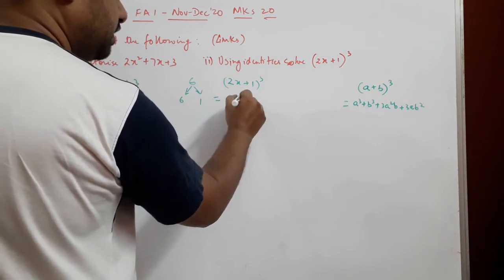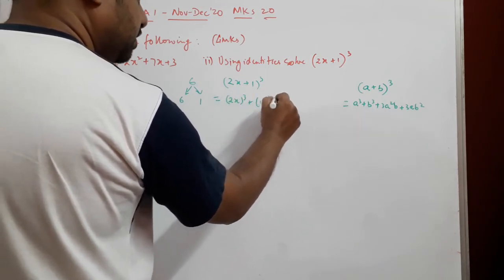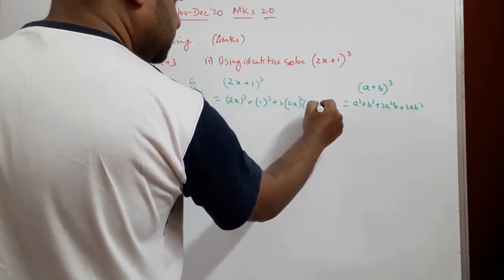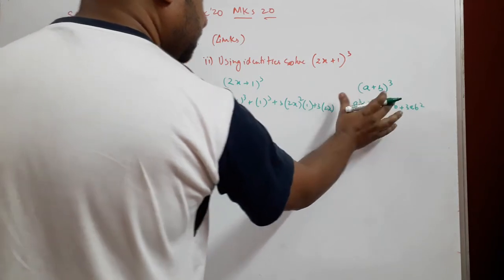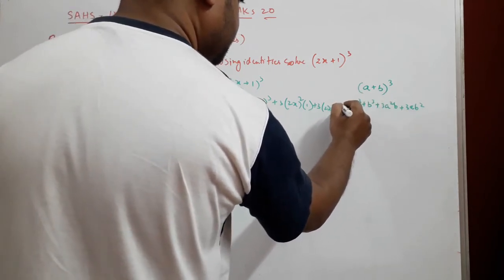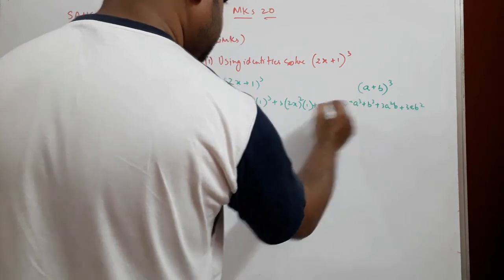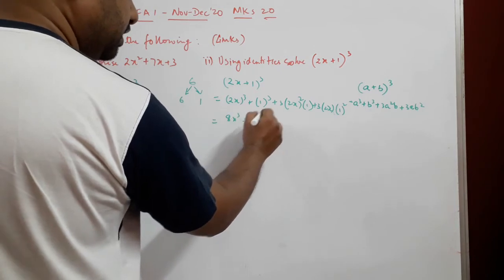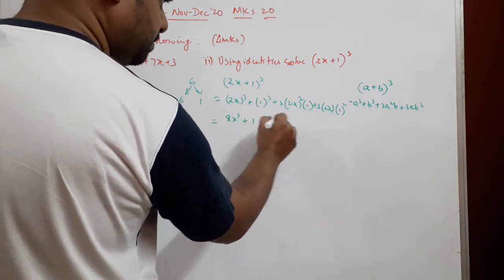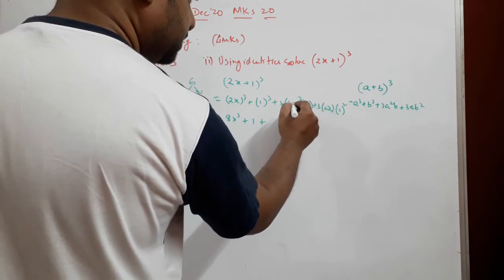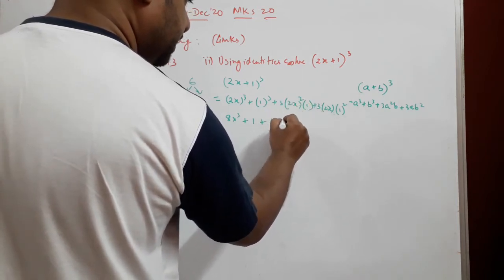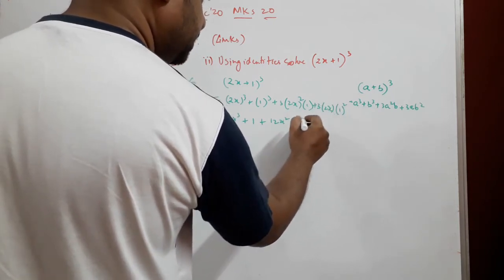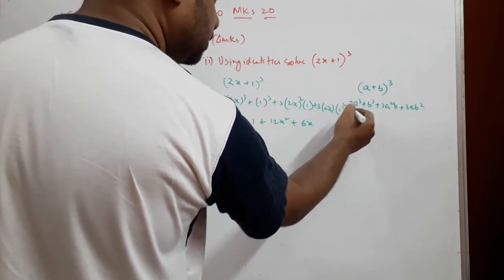It can be a cube plus b cube plus 3a square b plus 3ab square. 2x whole cube is 8x cube, then 1 whole cube is just 1, plus 2x whole square is 4x square. 4x square into 3 gives us 12x square, that is into 1, remains the same. And then you have 2x into 3, which gives us 6x. 6x into 1 whole square is also 6x.